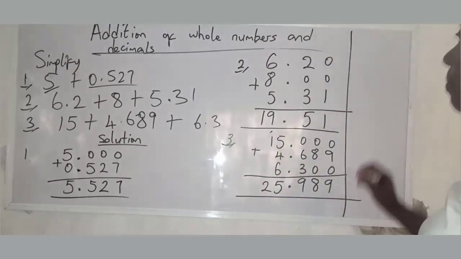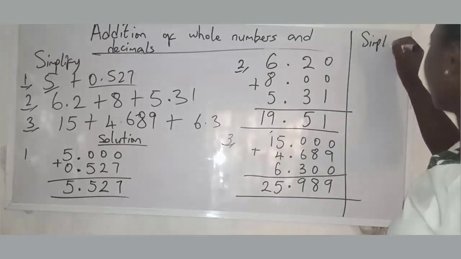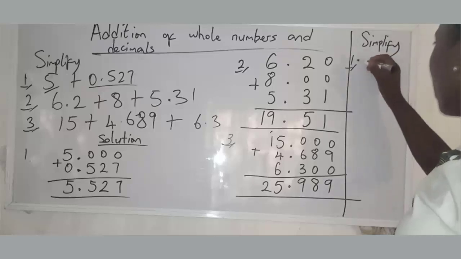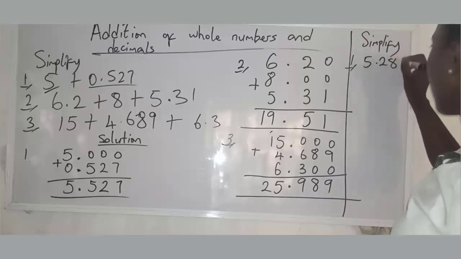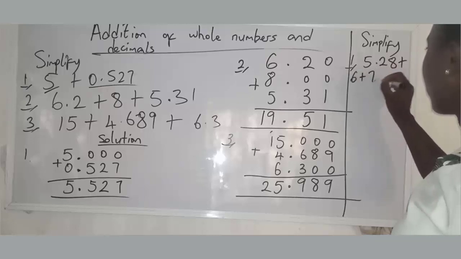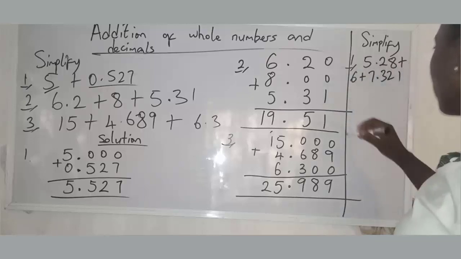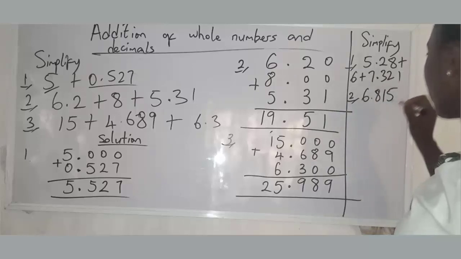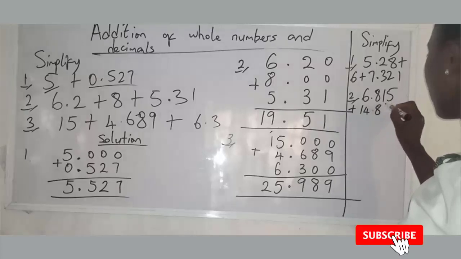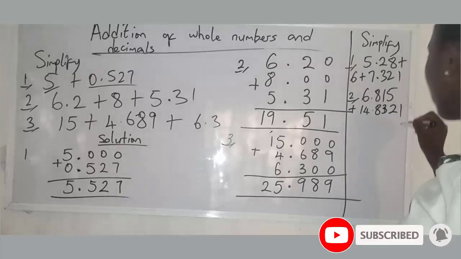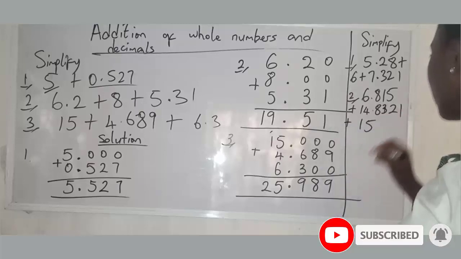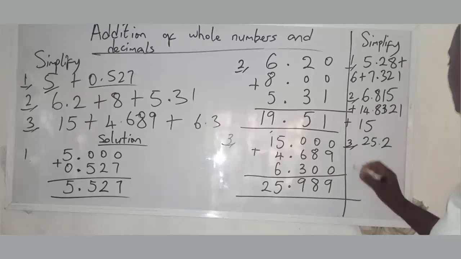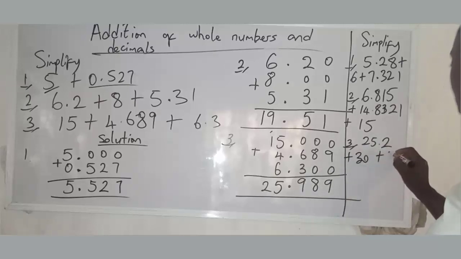So please try out this. Simplify. Number 1, we have 5.28 plus 6 plus 7.321. Number 2, we have 6.815 plus 14.831 plus 15. Number 3, I have 25.2 plus 30 plus 4.2.